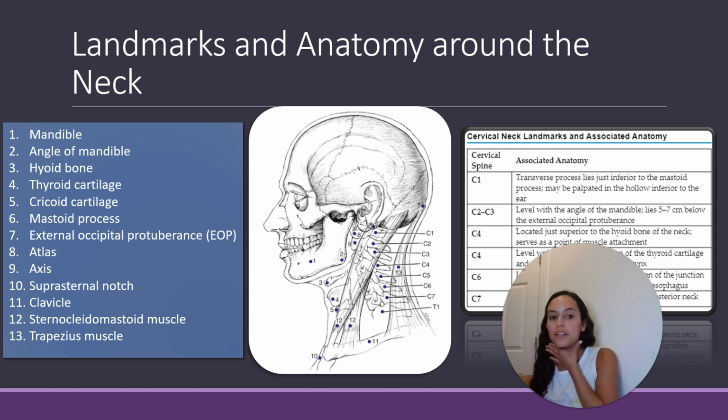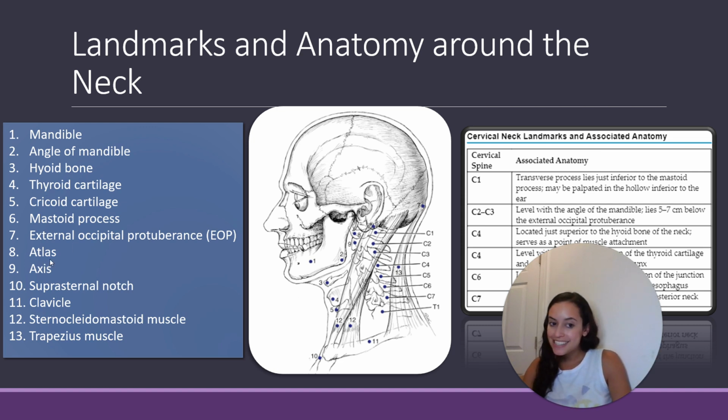Your thyroid cartilage is actually open posteriorly, and so are all those other structures. The only one that's actually encircling the entire airway is your cricoid. The mastoid process, we touched base on this again. This is the one right behind the ear, part of your skull. Your external occipital protuberance, the one in the occipital bone back here, also part of your skull.